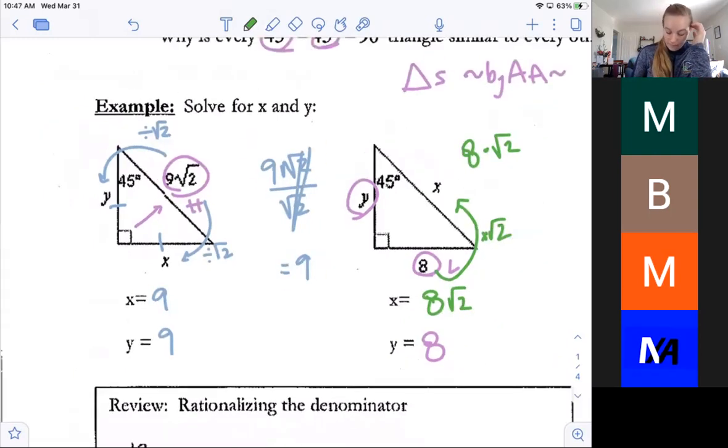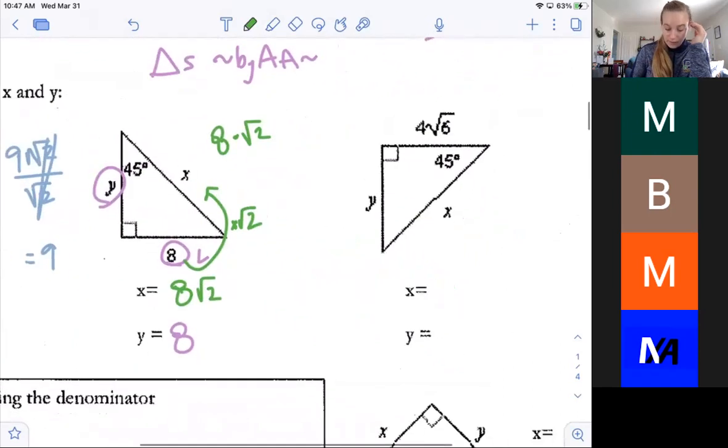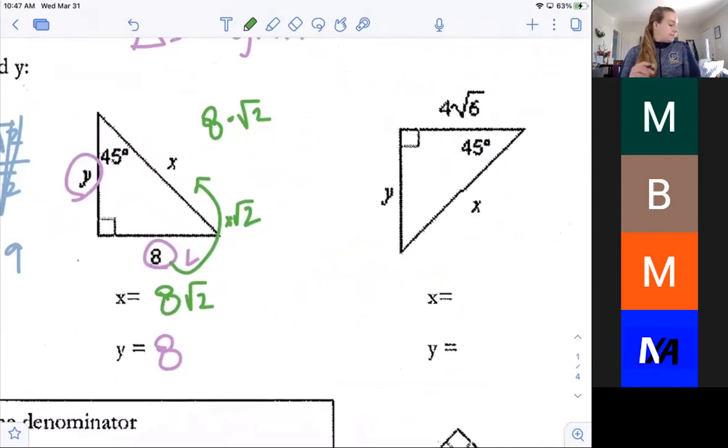Okay. I'm going to scroll over so you can still see that one, but we're going to look at the last one. This one, I gave us 4 root 6 and it's just a leg. It's not the hypotenuse again because it's not across from the 90. X is the hypotenuse. So 4 root 6 is a leg. So first, before I do any math, I'm going to label the other leg as 4 root 6. So Y is congruent because it's a leg and it's 4 root 6.